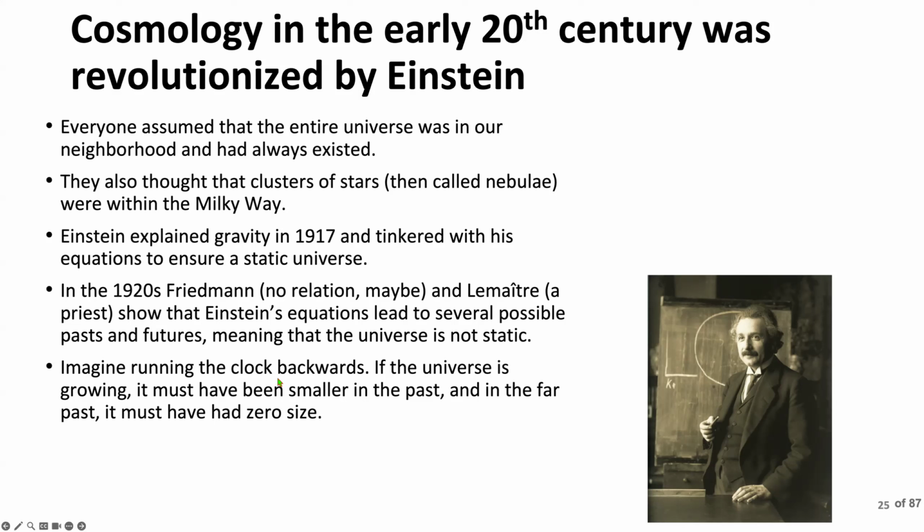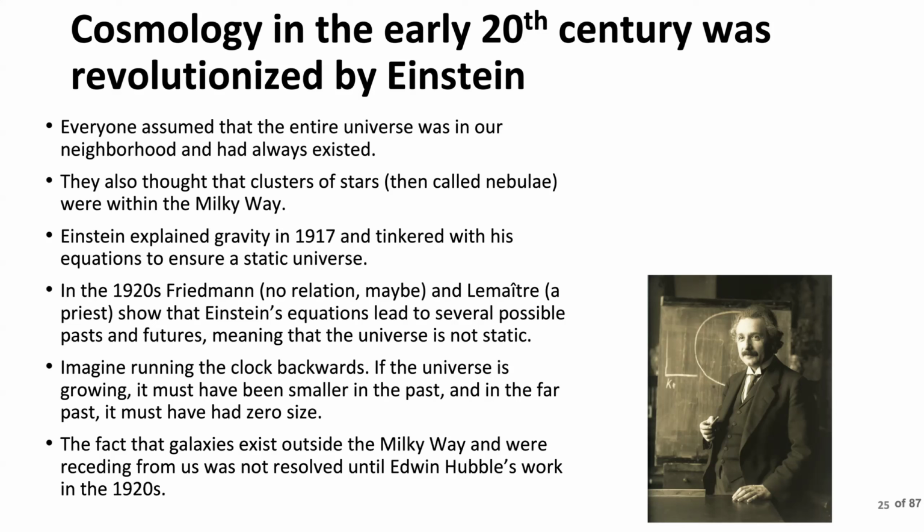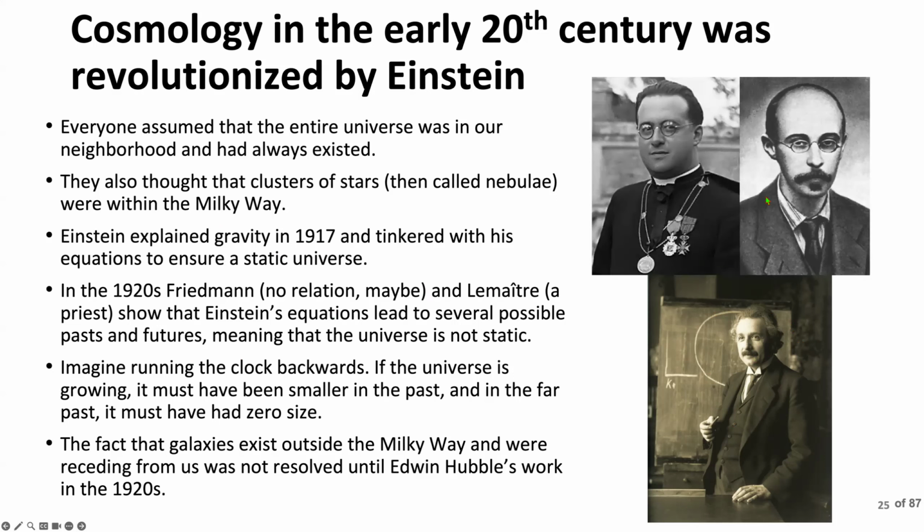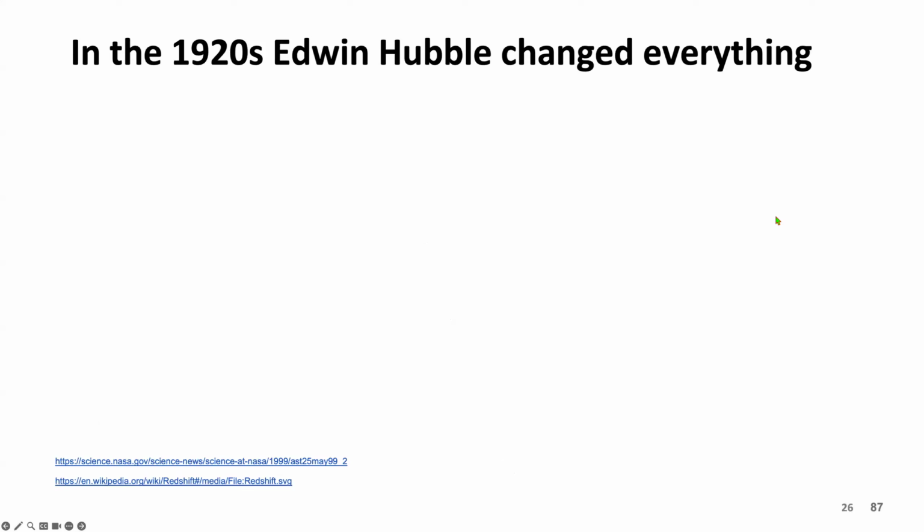Lemaitre said, well, let's imagine running the clock backwards. If the universe is getting bigger, as shown by Hubble, it must have been smaller in the past. And if you look way in the past, it must have had zero size. And he was the first to conjure up the idea of what he called the primeval atom, a tiny, tiny initial something that exploded into the universe we see today. So we had the contribution of Einstein dictating how the universe might grow or decrease in size. Here's Lemaitre, who lived into the 1960s, I think, and Alexander Friedman.